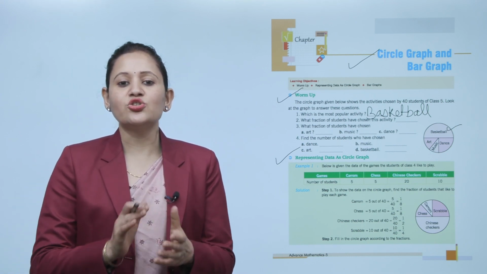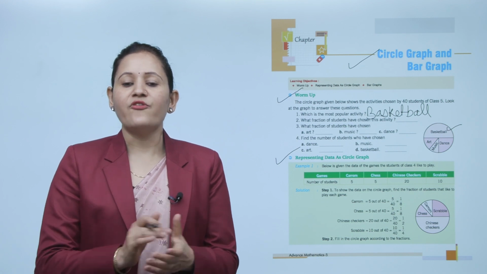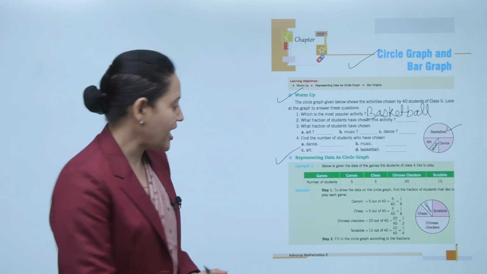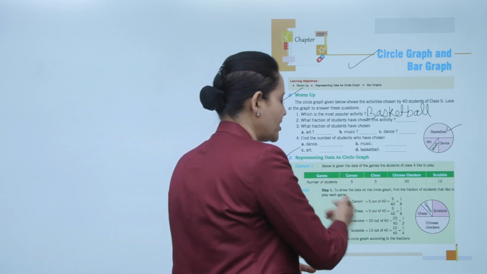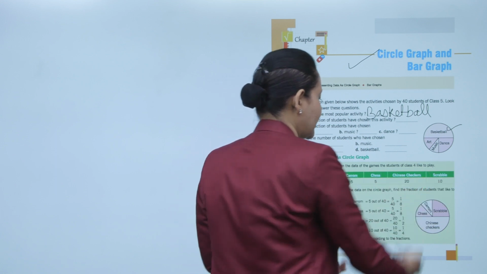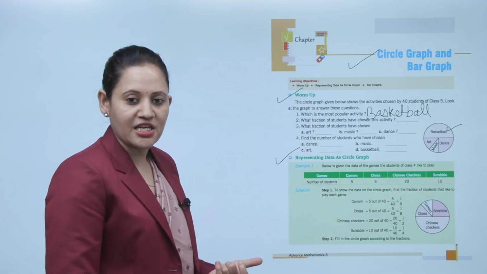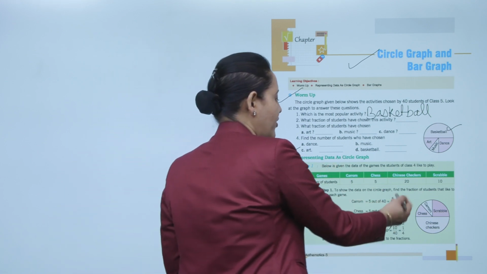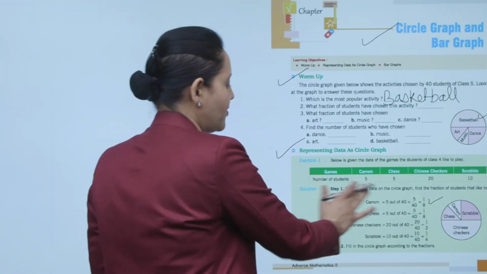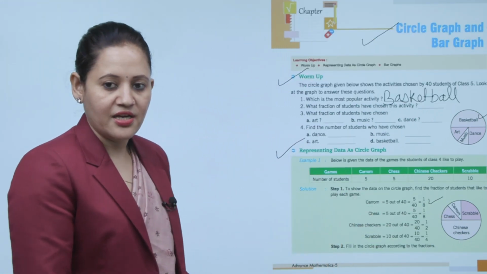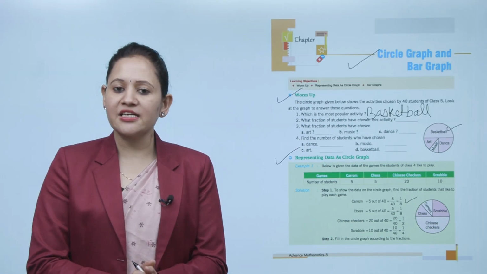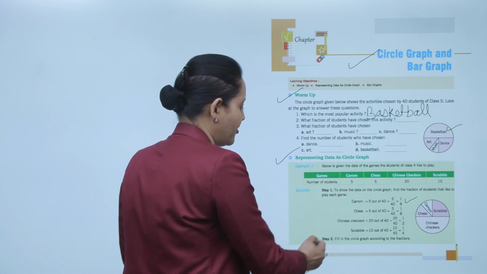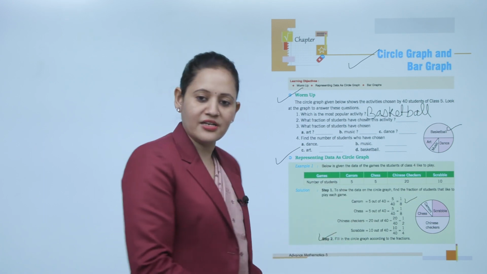For that, to show the data on the circle graph, find the fractions of the students that like to play each game. For carom, total number of students 5 plus 5 plus 20 plus 10, that is 40. Out of that 5 students like carom, so their fraction is 5 upon 40, 1 by 8. Like this, we will find the fractions for other games as well. Clear? Step 2. Fill the circle graph according to the fractions. First, we will find out fractions, and according to that, we will fill the circle graph. Clear?